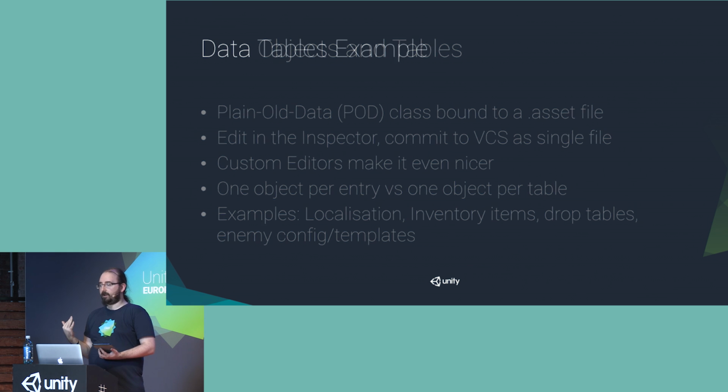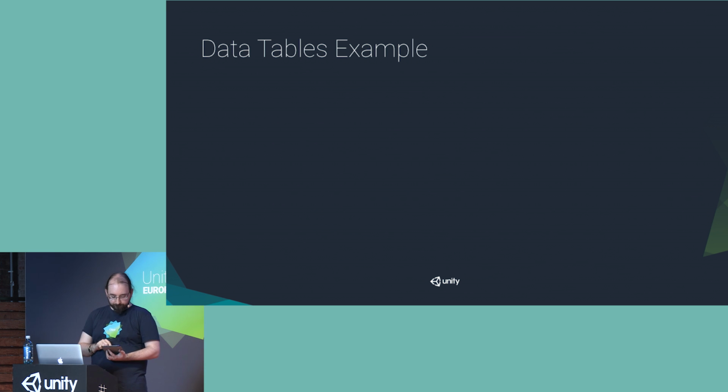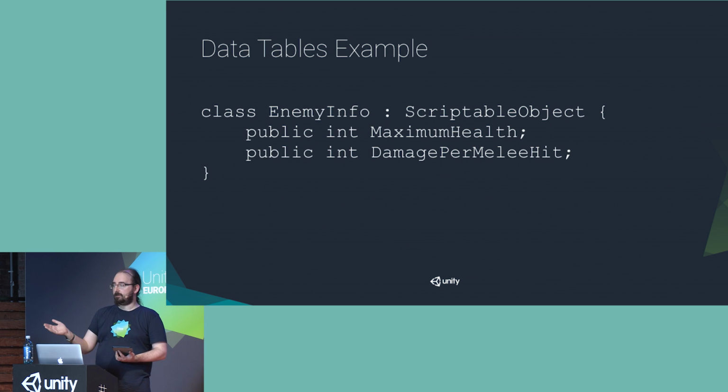So to look at a really quick code example for what that looks like. Suppose I have my enemy info, which is a scriptable object that's storing the maximum health and the damage per melee hit. Now remember, this is shared, so I can't store any per-enemy variables here as well. I can't have the enemy's current health, because that value will differ from enemy instance to enemy instance.